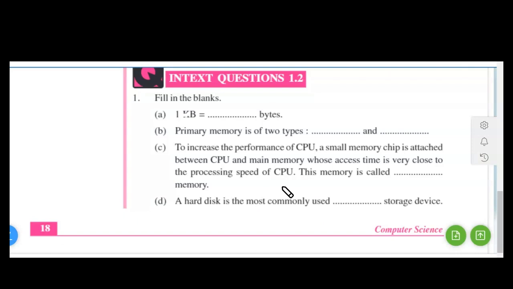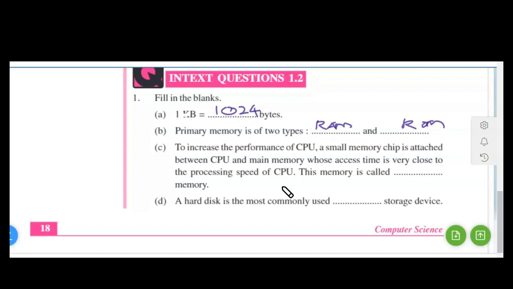Next is Intext questions 1.2. So let's solve these questions. Fill in the blanks. First one is, 1 KB is equal to how many bytes? This is already given in the chapter. It is 1024 bytes. Primary memory is of two types. Which are they? RAM and ROM. Very clearly mentioned in the chapter.